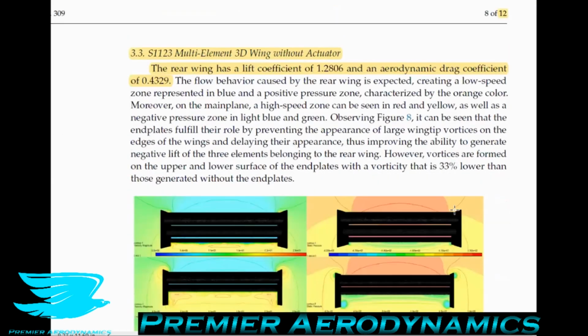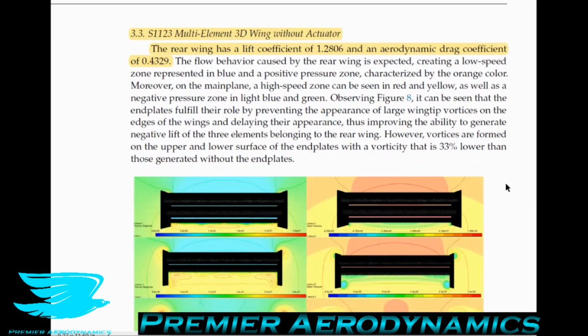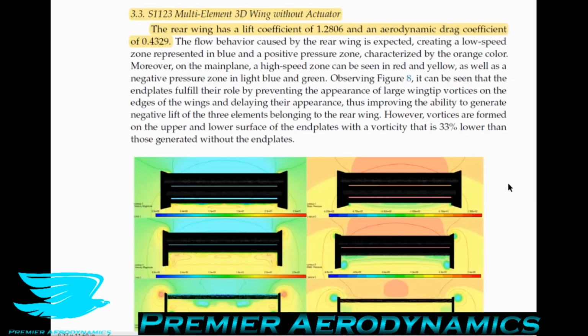So let's talk about the 3D setup now. The rear wing has a lift coefficient now of 1.28 and a drag coefficient of 0.43. So it went from 3.4 in a 2D situation to only 1.29 now in a 3-dimensional situation. And the drag coefficient jumped by a factor of almost 4.